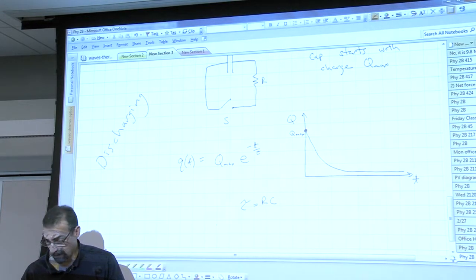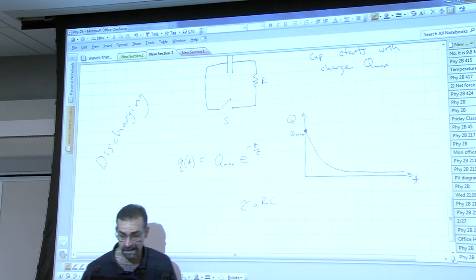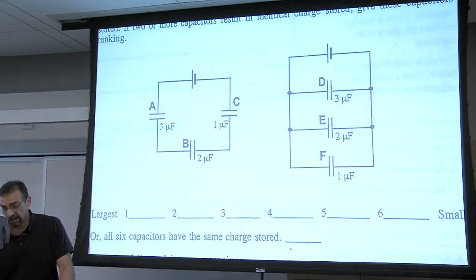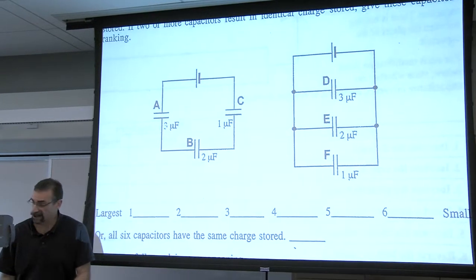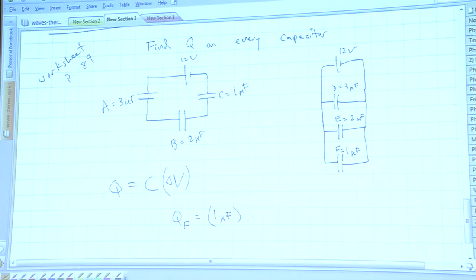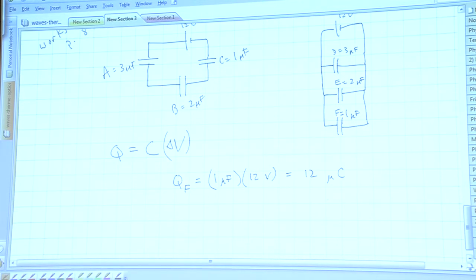All right, so let's do one more worksheet with series and parallel capacitors. So why don't we make this a 12-volt battery and find the charge on each of these 6 capacitors. 12 volts, right? They're all in parallel with the battery. 12 volts. And so what do we get? 12 microcoulombs. And how about E? Two times 12.